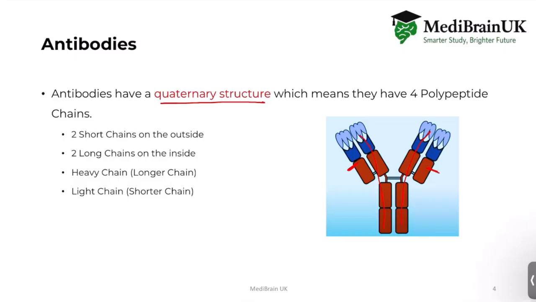Now, there are 2 regions on this antibody. You have your variable region and you have your constant region, and that's what we're going to be looking at on the next slide. But the main takeaway from this slide is that it's a quaternary structure protein. It has 4 polypeptide chains. It has a heavier chain and a lighter chain. The longer chain, which is on the inside, is your heavier chain, and then the 2 shorter chains on the outside are your lighter chain. There's 4 chains, so it's a quaternary structure.